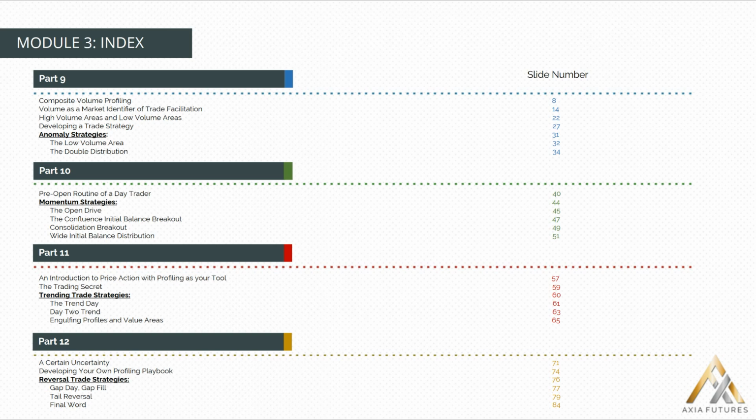Then in the final part, Part 12, we will discuss the principle of the art of probability as well as developing your own playbook. We will then finish Part 12 with the last of our strategy sets, which will be reversal strategies, and these will be the gap day and the gap fill, tail reversals, before we finally finish off with a final word. Good luck and enjoy Module 3.